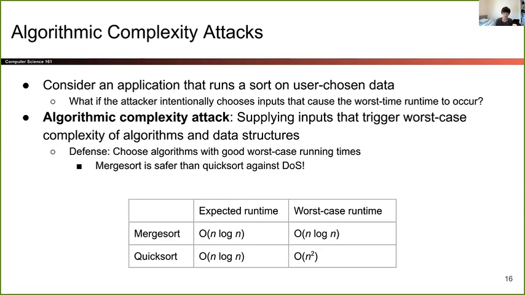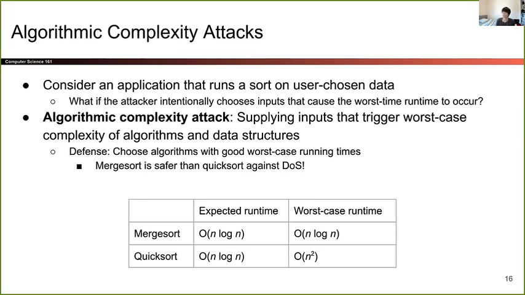So the takeaway here is, if you're ever writing code that is going to be run on data that's not trusted, and this code has a limited amount of resources, you should probably choose some algorithm or data structure that has a good worst case runtime, because the adversary might try to invoke that worst case runtime. So in this case, it would be merge sort over quicksort, but it really depends on your application.